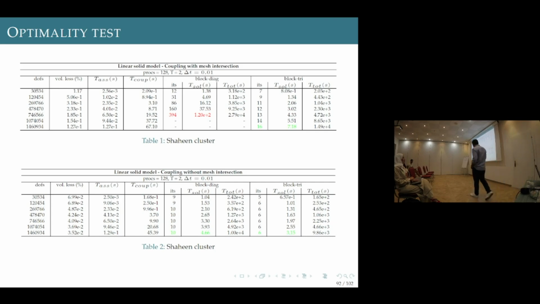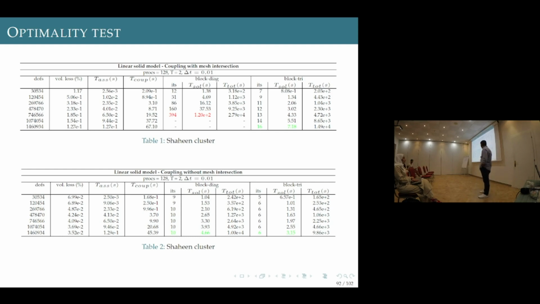Optimality test, so robustness with respect to mesh refinement. We run this test with capital T, the last time instant, equal to 2, with delta T 0.01, on 128 processors on a shared cluster in Chaos. This table is related to the coupling with mesh intersection. This second table is the coupling without mesh intersection. We can see a couple of things.